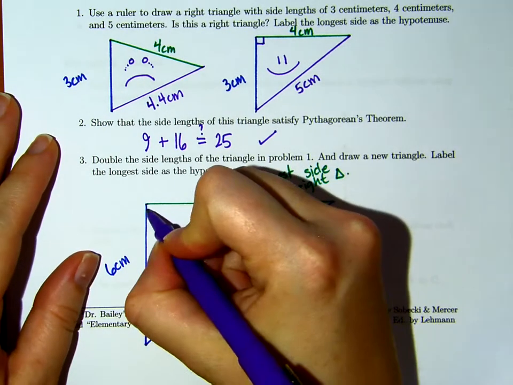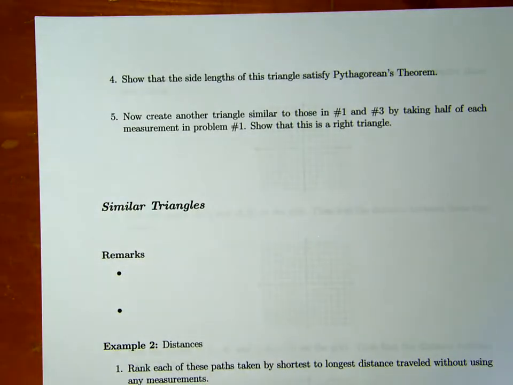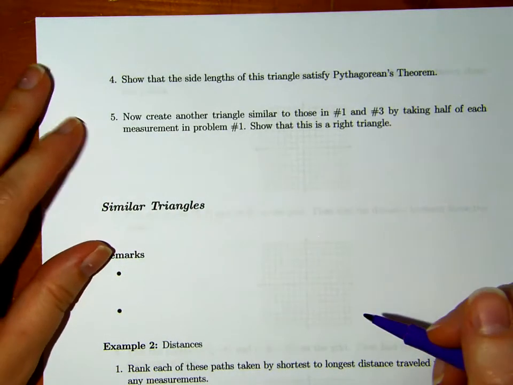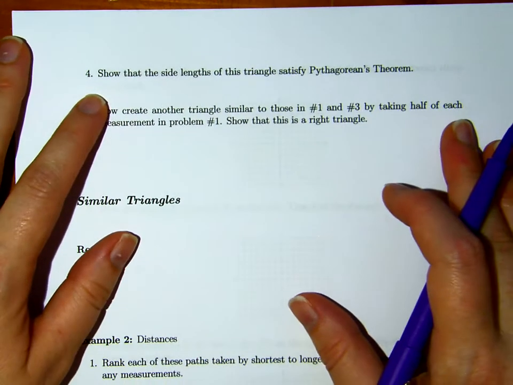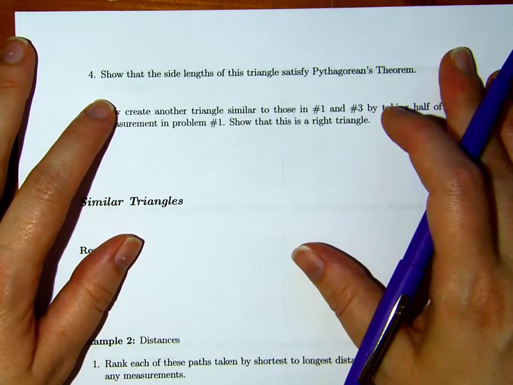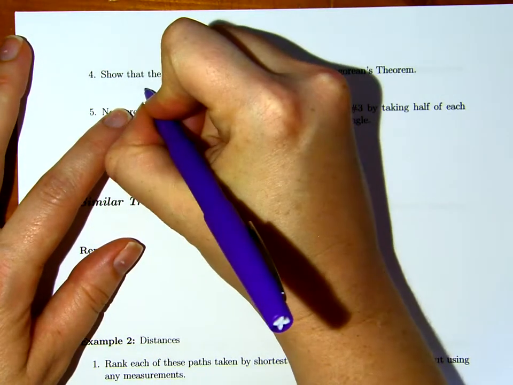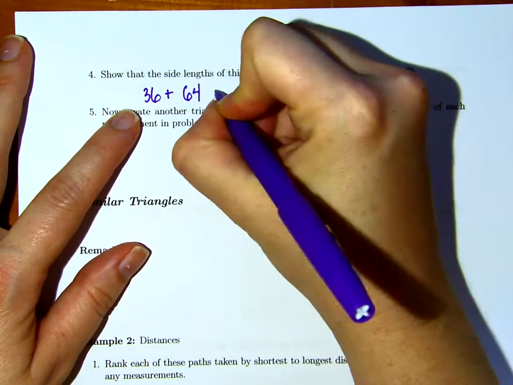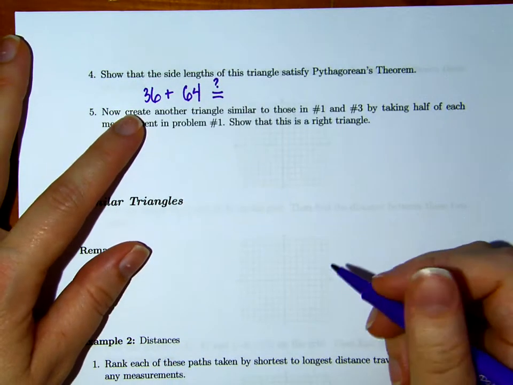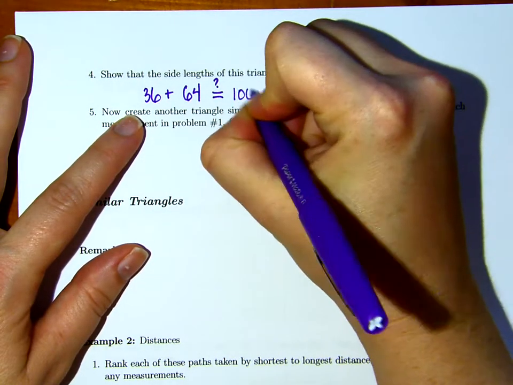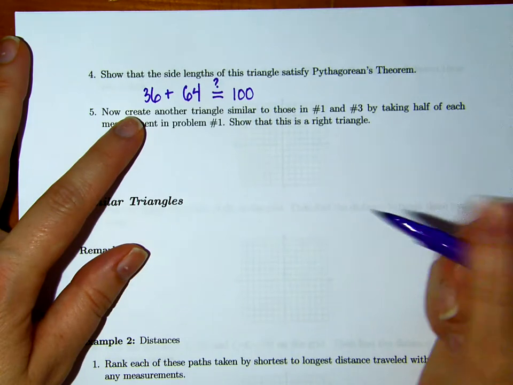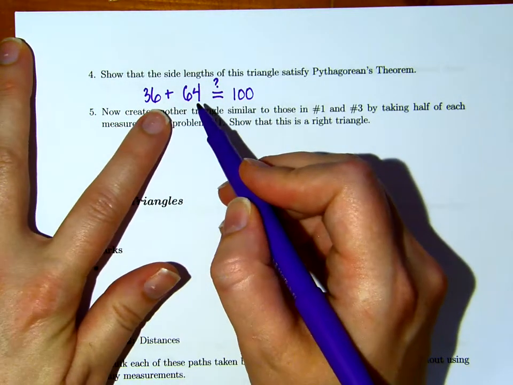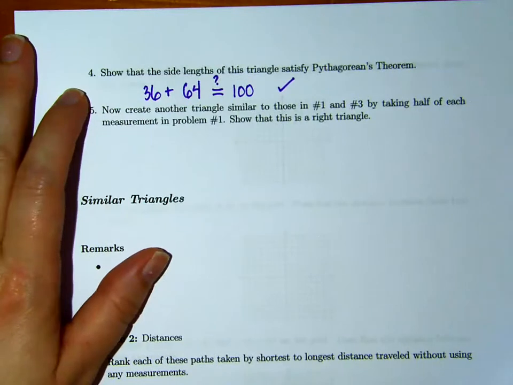Okay, so my guess is that this is also going to be a right angle, but I bet we're going to have to verify that. Okay, so let's verify that using the Pythagorean theorem. It says, show that the side lengths of this new triangle satisfy the theorem. Okay, what was it? 6 squared is 36. 8 squared is 64. And the question is, does that equal 10 squared, which is 100? 36 plus 64, 100. Yes, it does.